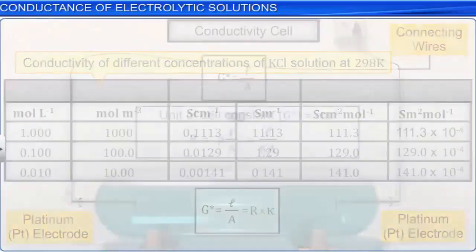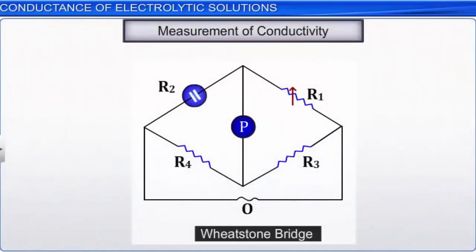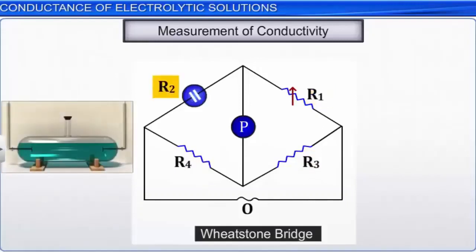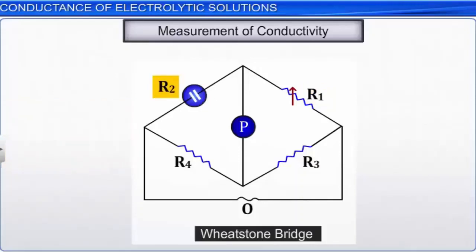To measure the conductivity, we can use a Wheatstone bridge. This device contains 2 resistances, labeled R3 and R4, and a variable resistance R1. The conductivity cell is the unknown resistance R2. The Wheatstone bridge is connected to an AC power supply and a suitable detector. When the bridge is balanced, no current flows through the detector. At these conditions, R2 is equal to R1 into R4 divided by R3.